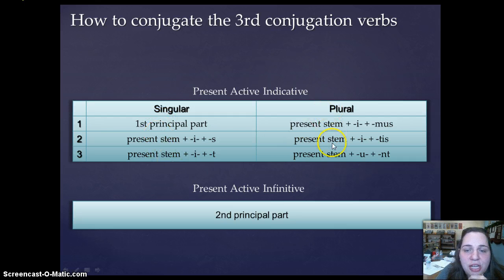To be able to conjugate the rest, you need the present stem. You need to add the vowel I in the second and third person singular, first and second person plural, a U for the third person plural, and then you just add your personal endings that you already know: -s, -t, -mus, -tis, -nt. That's not that big of a deal. The present active infinitive is the second principal part, just like it is for first and second conjugation verbs.